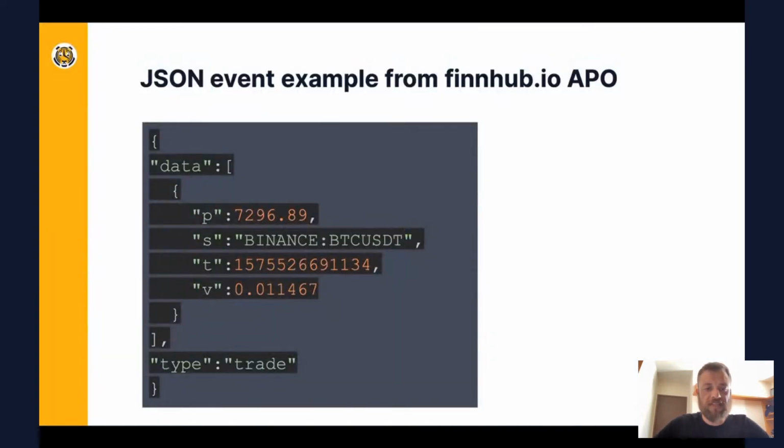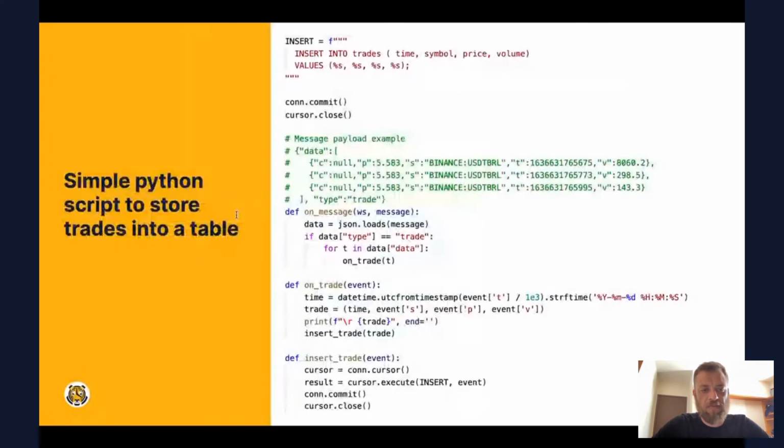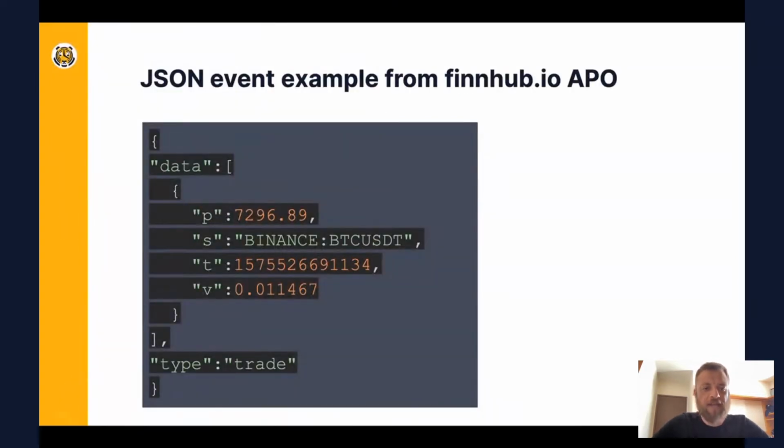We have this JSON event that is exactly the same as on the previous page, and basically it comes with the price. S is for symbol, like Bitcoin USD, then the transaction, and you also have the timestamp here, and the volume.